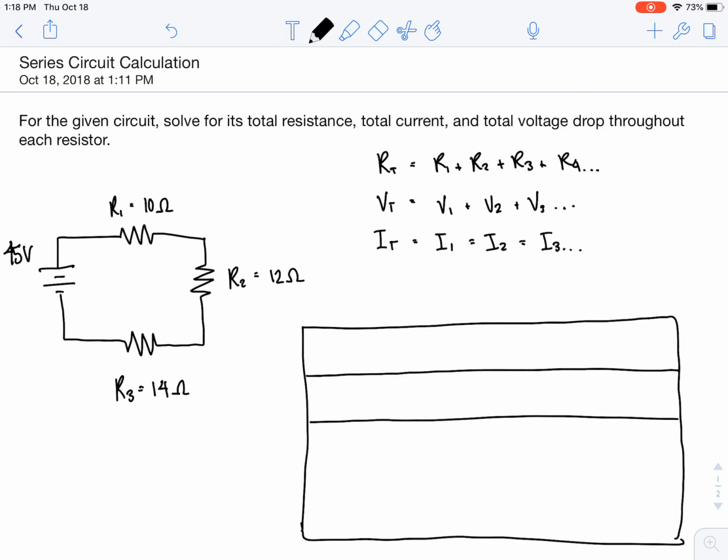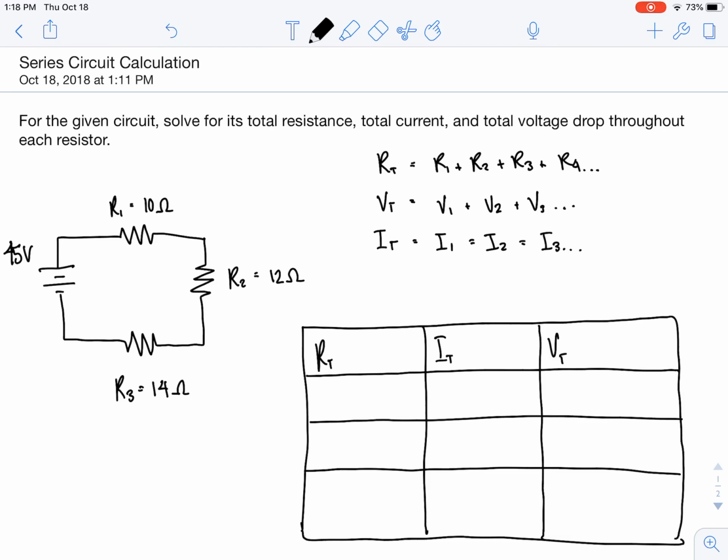So I know that I have 3 resistors, so I am going to draw 4 because at the top I want to also include the total. So let's go with my resistance total, current total, and my voltage total. And I also have R1, R2, R3, I1, I2, I3, which is the current at each of the resistors, and the voltage at each of them.